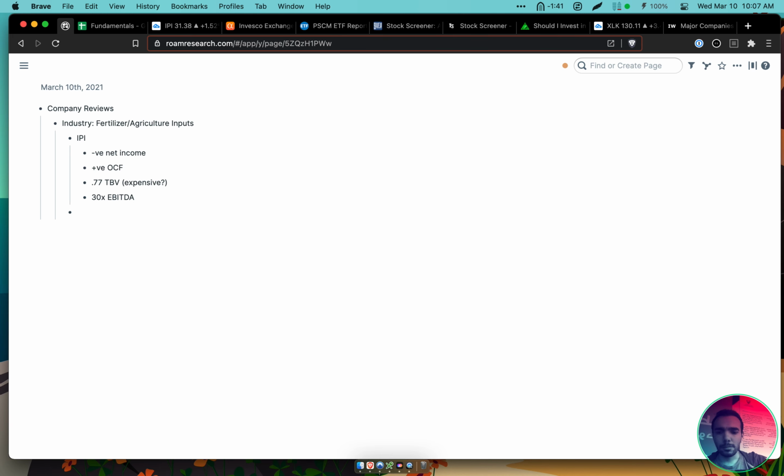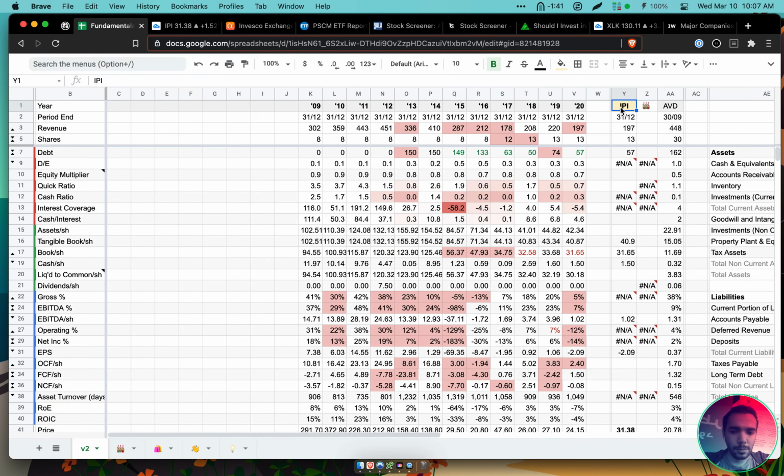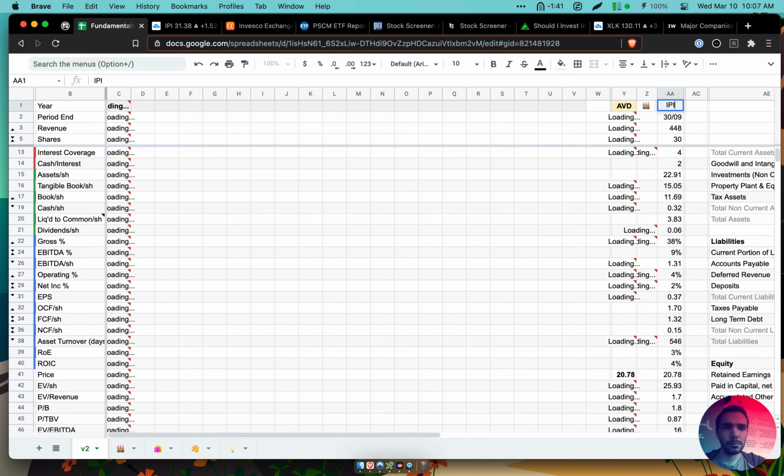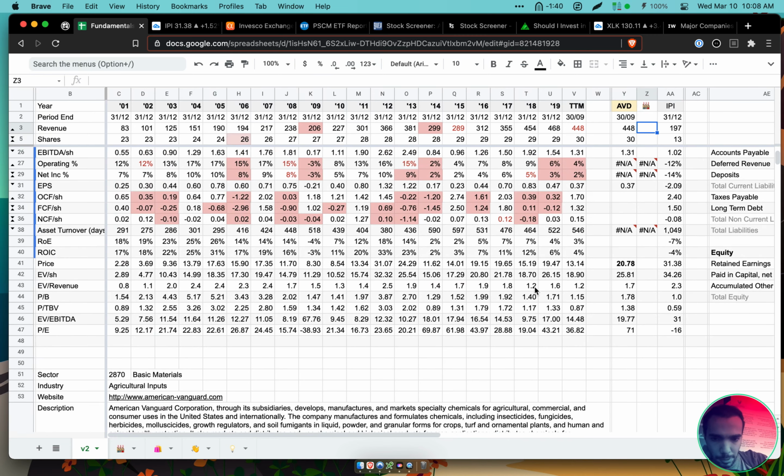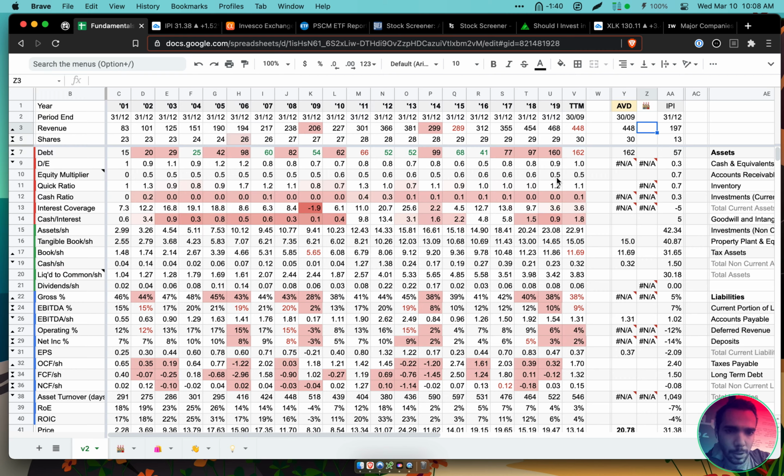Okay. All right. Let's compare it to AVD. See what AVD does. Specialty chemicals for agriculture, commercial, and consumer uses in the U.S. and internationally. Okay. Kind of seems like it's in the same industry. Oh, the cash ratio is way worse. A lot more debt. But debt to equity is similar. No, actually, it's way worse. Debt to equity is 1 versus 0.3. All right. So, what's the bankruptcy risk here? Quick ratio is 1, so that's encouraging. 0.1 cash ratio, though. Cash over interest is just under 2 years.